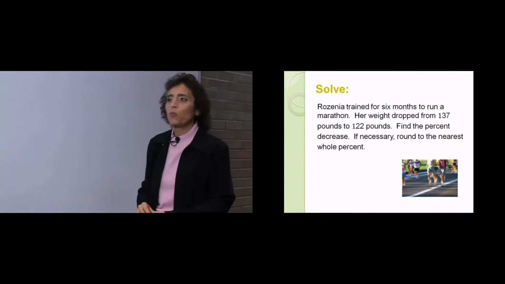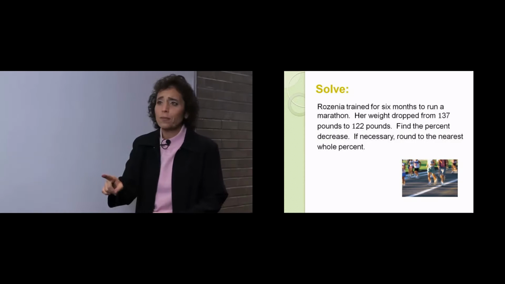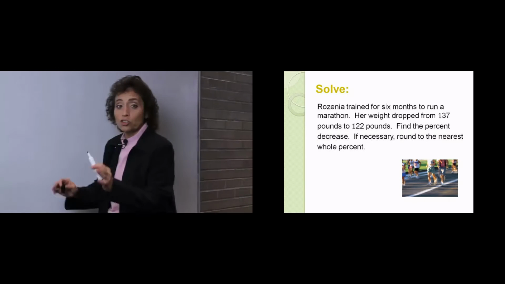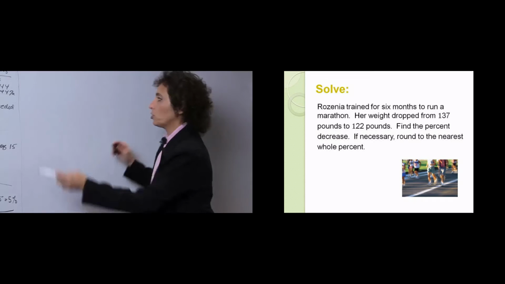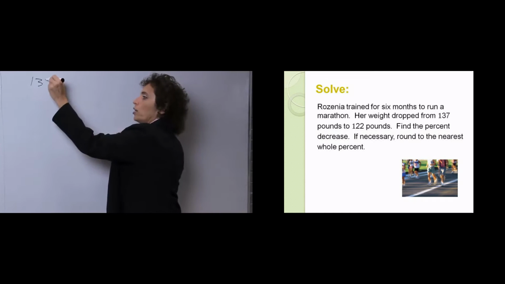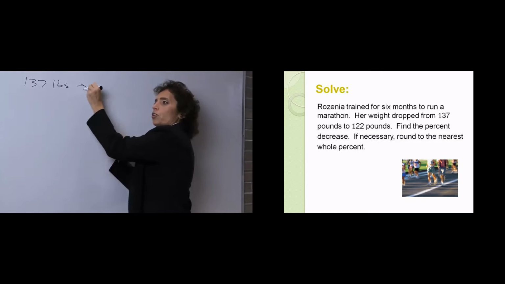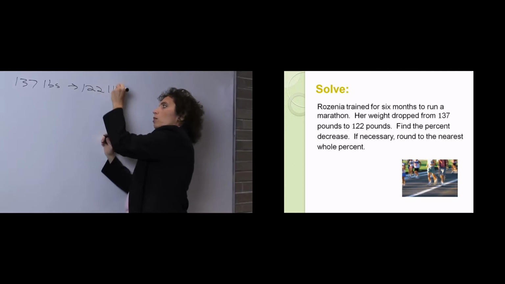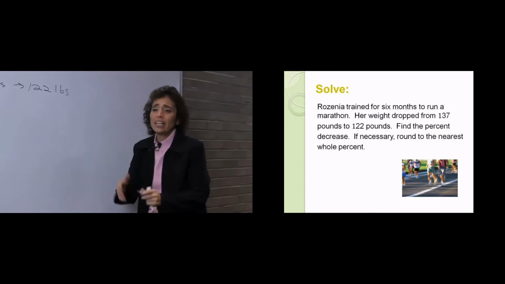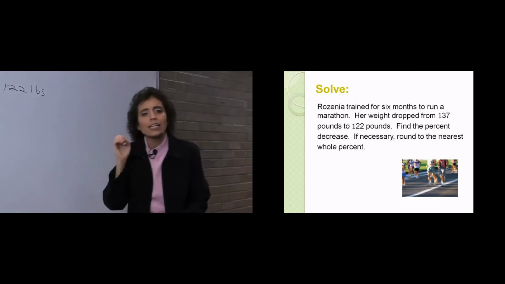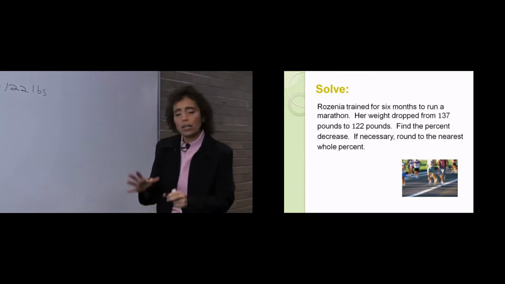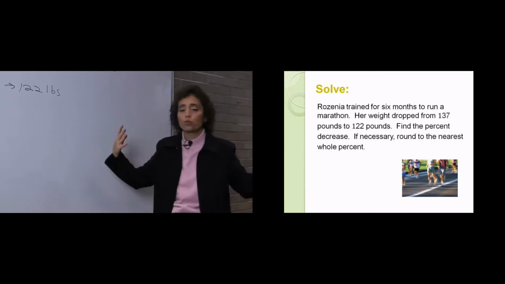Her weight dropped from 137 pounds to 122 pounds. So this is going to be a percent decrease, okay? So 137 pounds to 122 pounds. Find the percent decrease. If necessary, round to the nearest whole percent. Again, percent decrease or increase is a percent change.